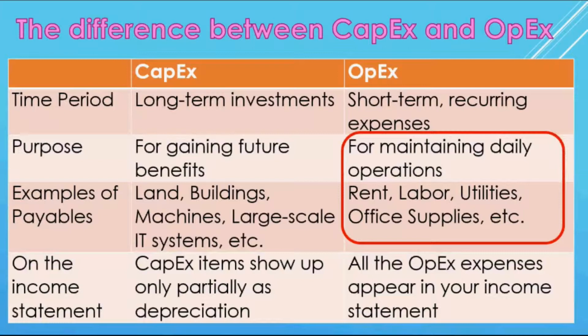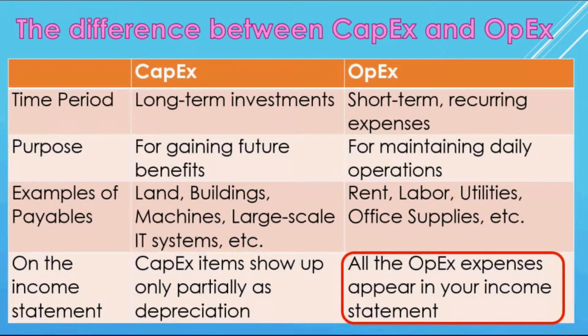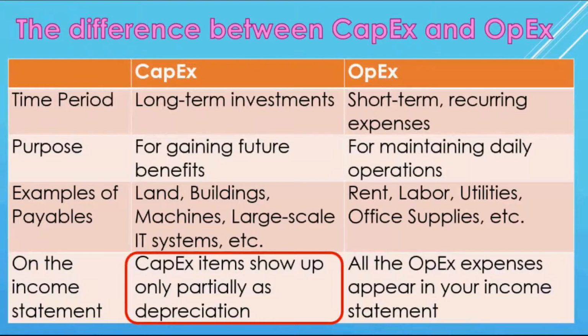The important thing here is that all the OPEX expenses appear in your income statement, and it's easy to manage them because you'd check the income statement every month. On the other hand, CapEx items show up only partially as depreciation in the income statement. Since there is no standard accounting method for managing capital investment, CapEx management will become more important from now on.